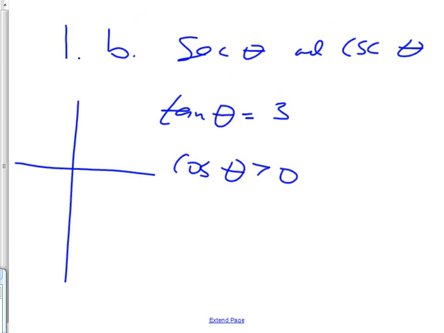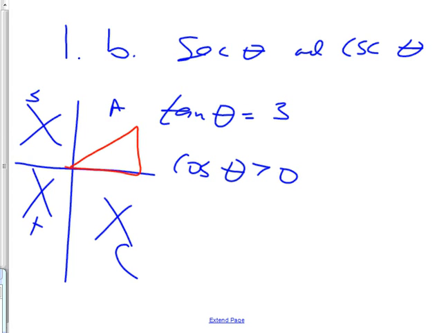Okay, so if cosine's positive, all students, if cosine is positive, then we know it can't be there and can't be there. And if tangent is positive, then it can't be there. So it must be here. Now, tangent is 3, and tangent is opposite over adjacent. The opposite side is 3, and the adjacent side is 1. I've drawn my triangle kind of funny looking, but that's okay. Now, the next thing I need is to find this other side. It's always a square root, and then I take the other two sides squared and add them together. 3 squared is 9, 1 squared is 1, add them together, makes 10, square root of 10.